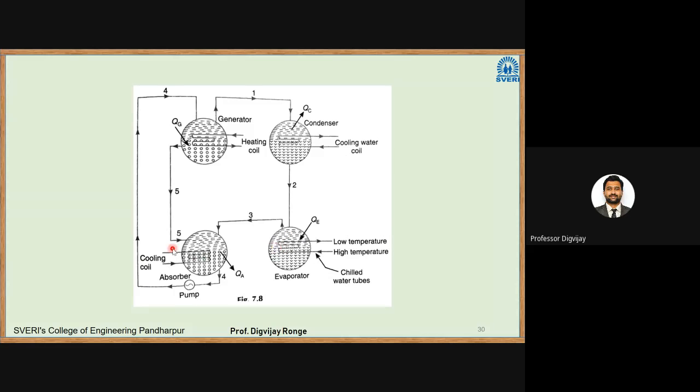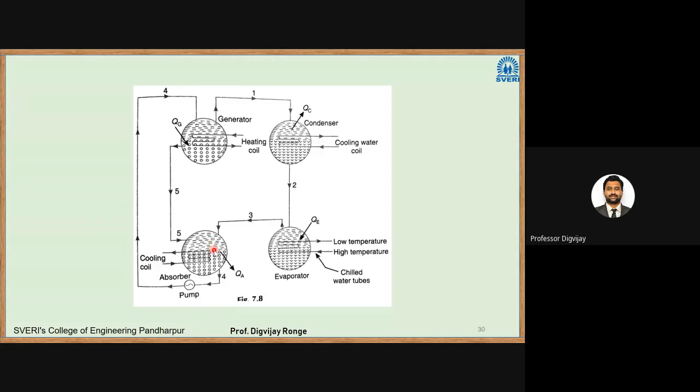So in this case, as you can see, there is an absorber. Okay. And there is an evaporator separate here, but in actual, these will be grouped together. Then we have a generator here, and then we have a condenser. These are again grouped together in the actual lithium bromide system. Okay, so absorber and evaporator are grouped together. Generator and condenser are grouped together. But for simplicity, they are shown here separately.